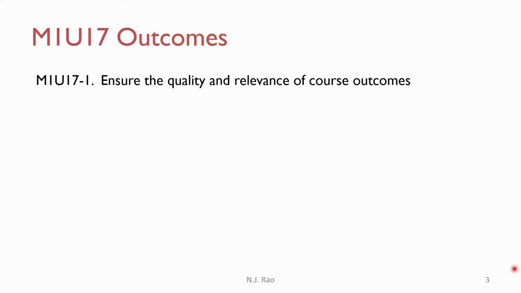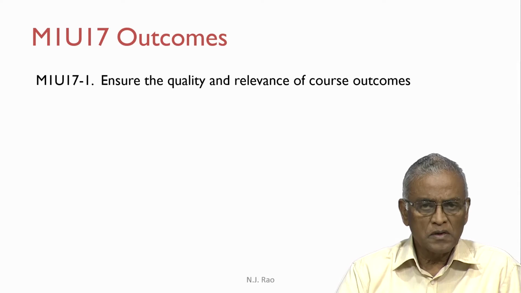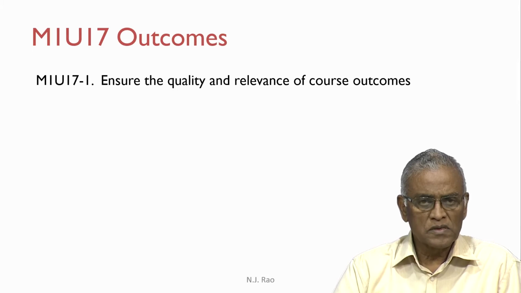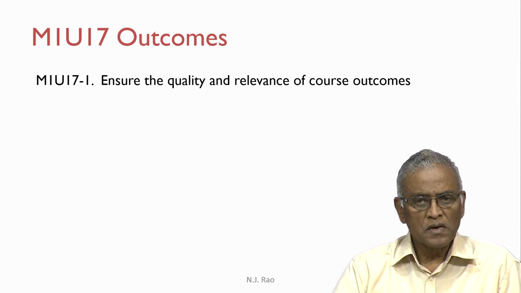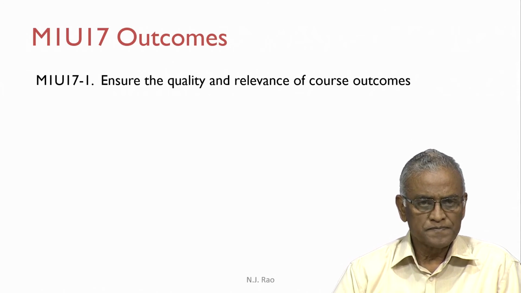Now in this unit what we will look at is how you make sure that the quality and relevance of outcome statements is maintained. Towards this we will identify a whole set of factors, or do's and don'ts, and prepare a checklist, so that in the framework of all this you can write good course outcomes.